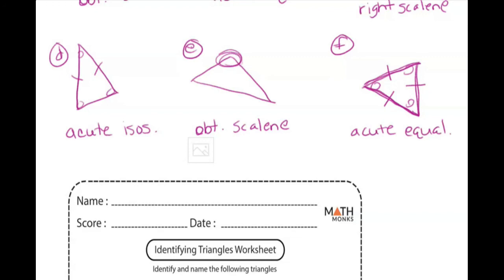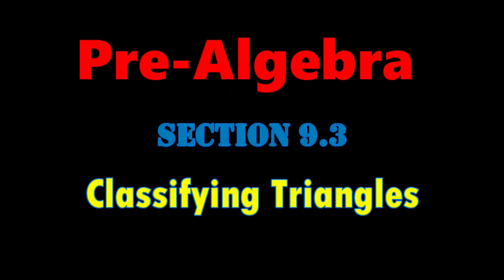Okay, and that's your homework. So we're just identifying angles and we're identifying sides and being able to classify them appropriately, and then draw some for your homework. So make sure that you finish up your notes and begin your assignment.